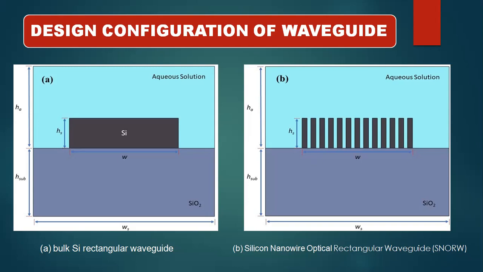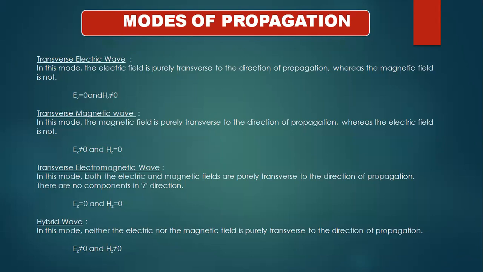Now, this is the overall design of our waveguides without the functionalization layer. This part of the experiment has been done without the functionalization layer to get an idea of the basic characteristics of the two waveguides so that we can later compare them with the corresponding ones with the functionalization. The first one here is the transverse electric mode. In this mode, the electric field is purely transverse to the direction of propagation, whereas the magnetic field is not. Thus, Ez equals 0 and Hz is not equal to 0. Here, in all cases, Z has been considered as the direction of propagation, as is the convention.